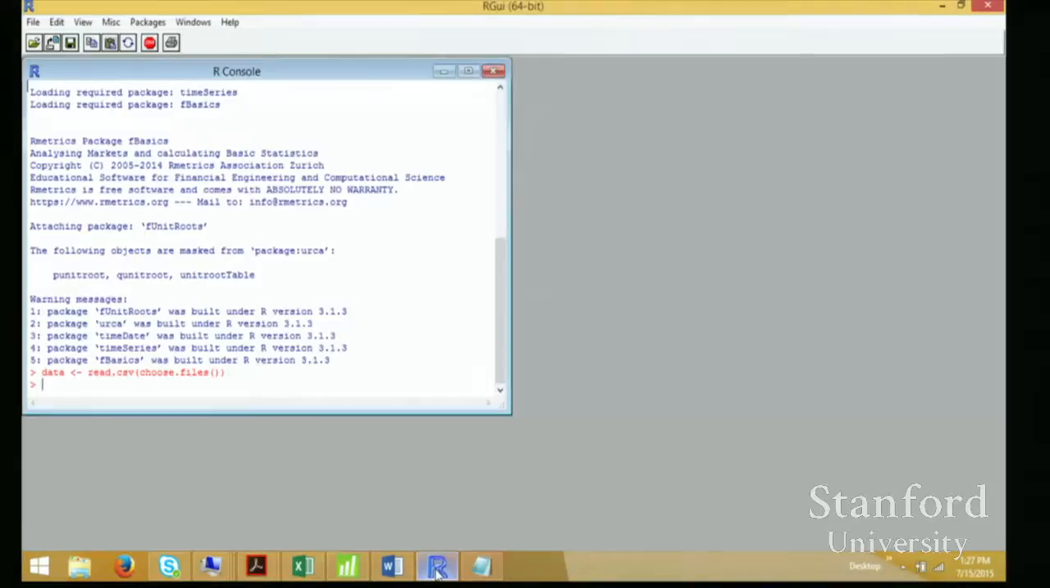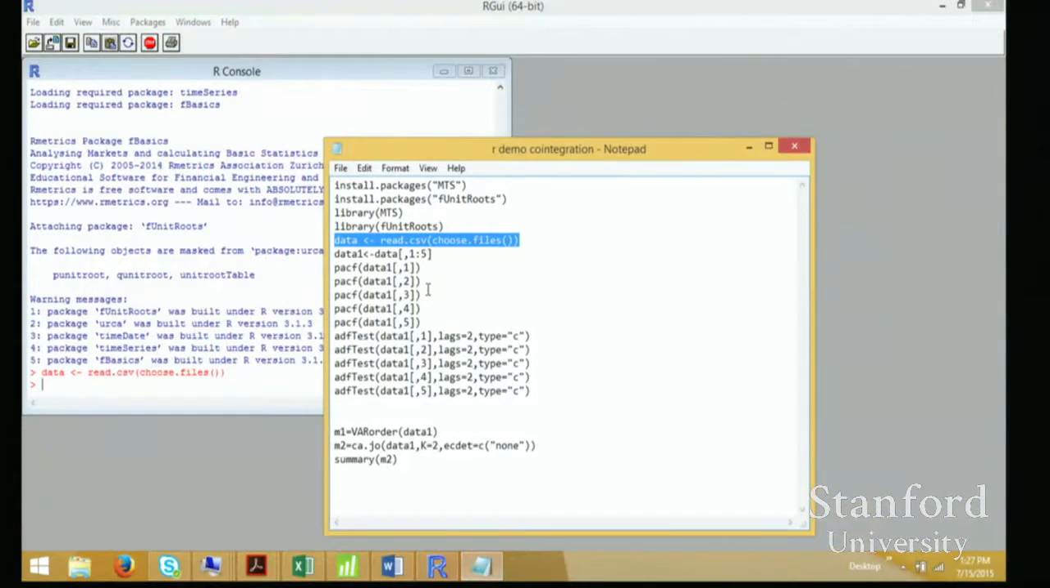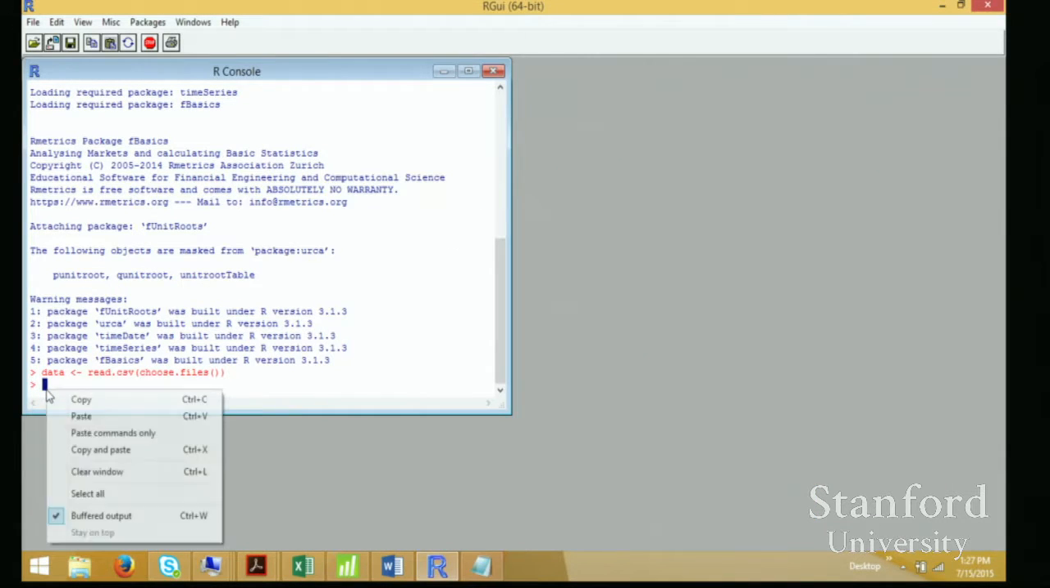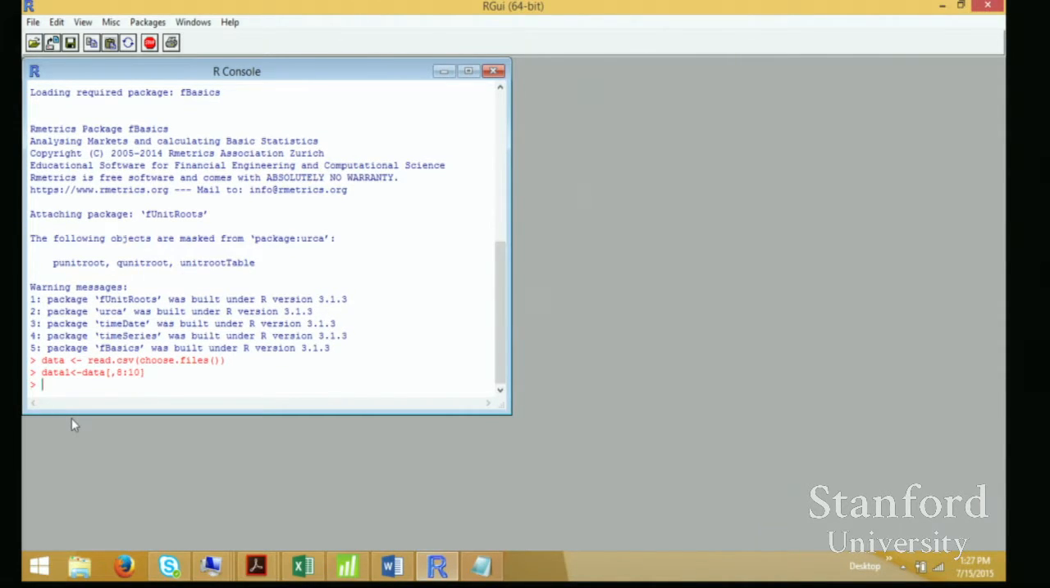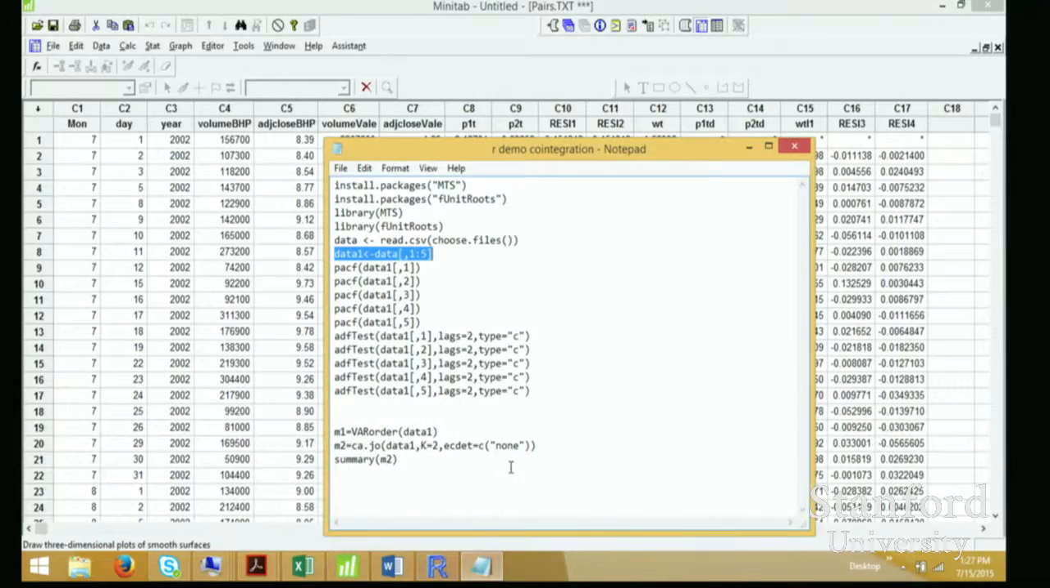So let me, since already read, I'm just going to extract column 8, 9 and 10 so that I can use it. Copy. So let me extract this column 8 to 10. Okay, that's data 1.